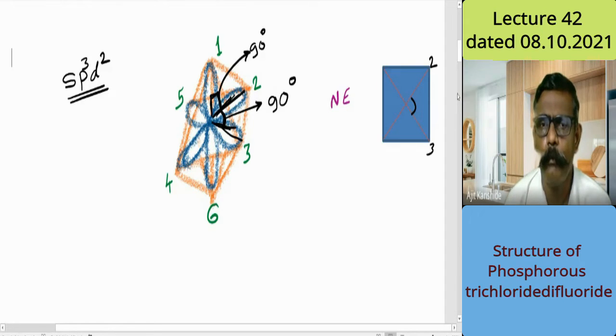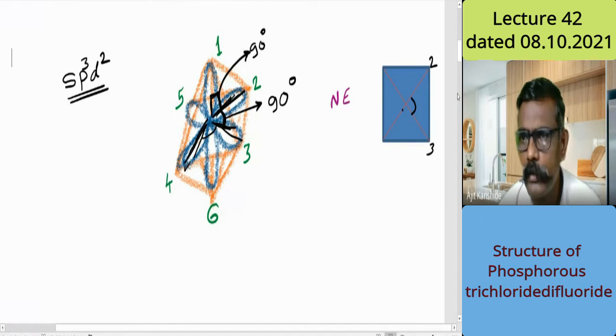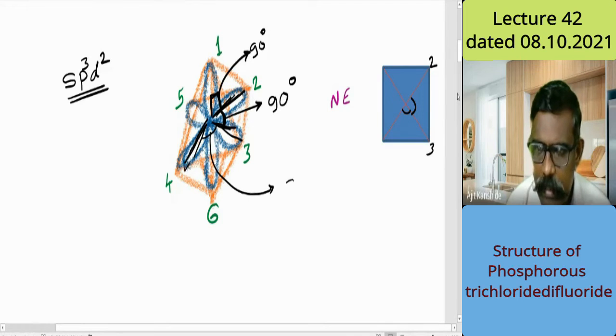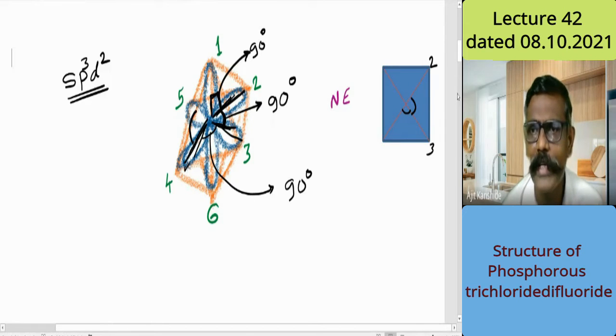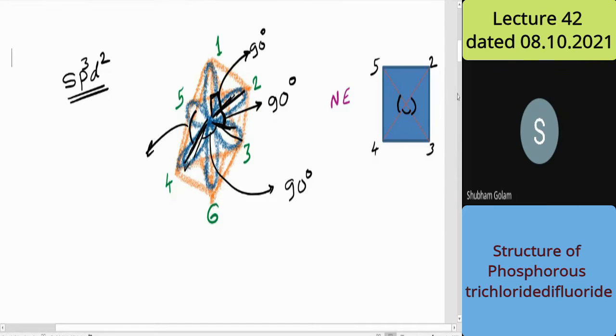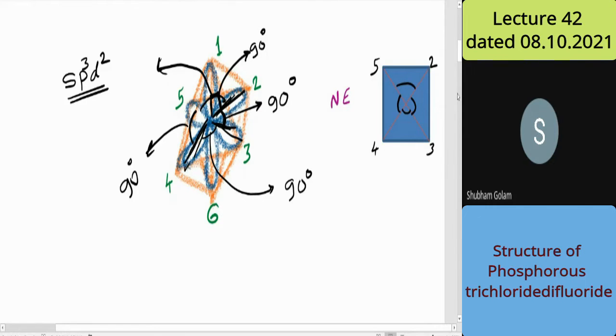Yes, 90 degrees. Between position number 3 and position number 4, what's the angle? This angle. 90 degrees. Yes. Between position number 4 and position number 5, what's the angle? This angle. 90 degrees. Yes, it is also 90 degrees. Between position number 5 and position number 2, the angle is 90 degrees.